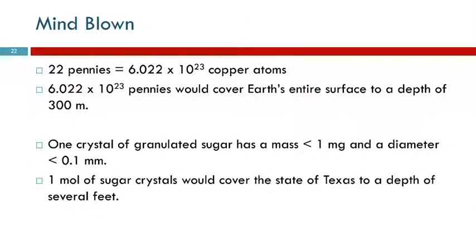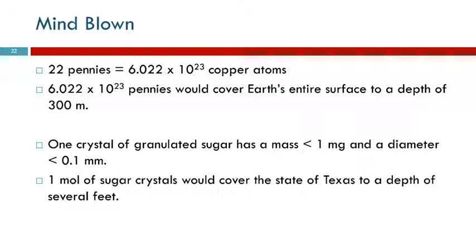So just to get an idea of how big Avogadro's number is. 22 pennies contain 6.022 times 10 to the 23rd copper atoms. If we had that many pennies, 6.022 times 10 to the 23rd pennies, that would cover the Earth's entire surface to a depth of 300 meters. A meter is about a yard. That's 3 football fields deep. The entire surface of the planet in pennies is Avogadro's number. Is that a big number?